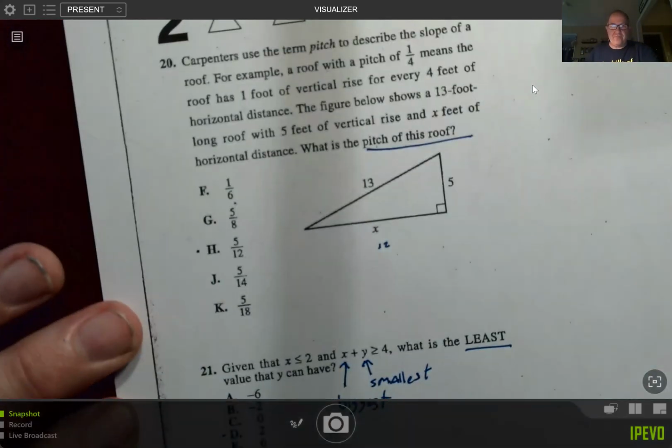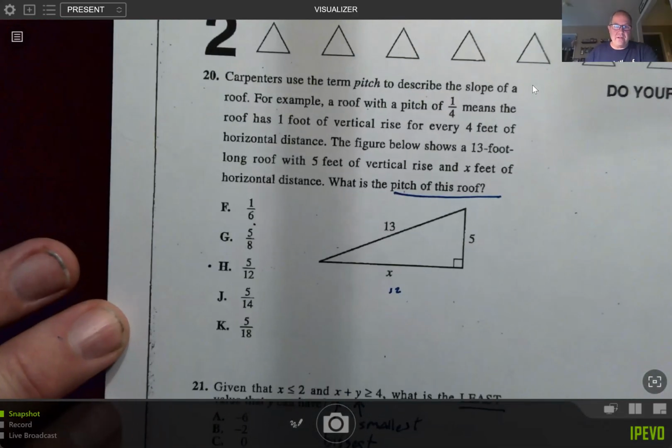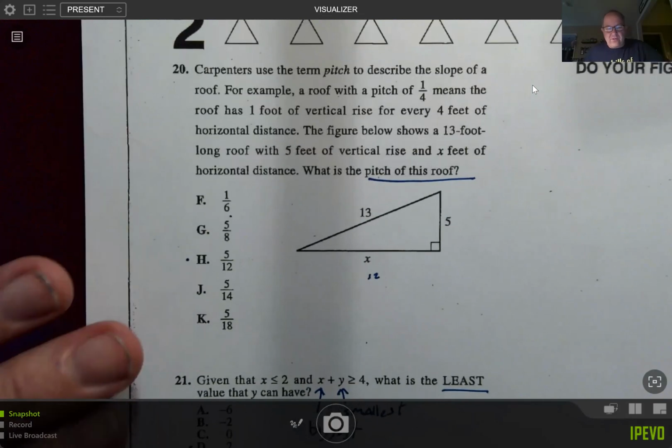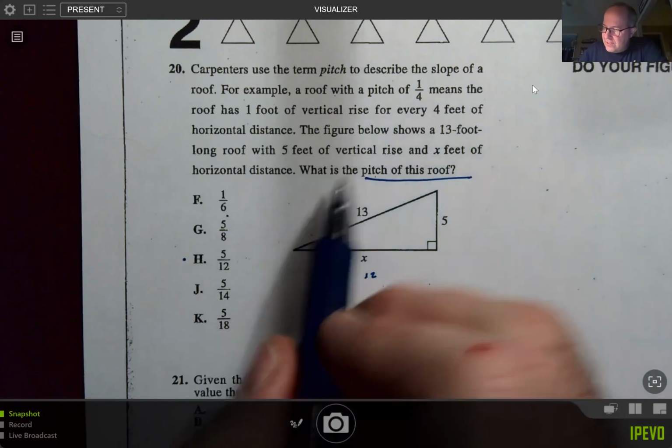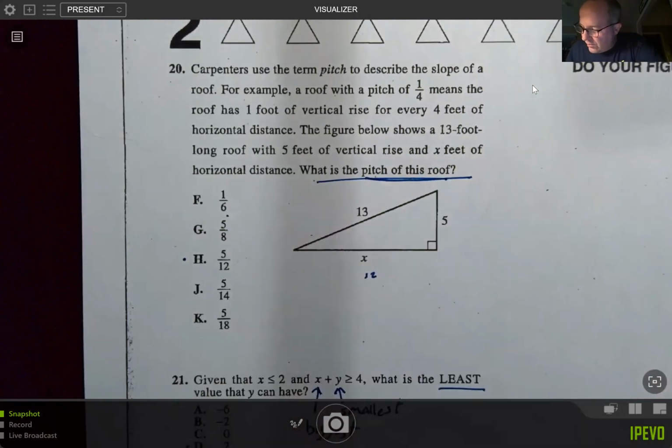All right. Last 4 questions. A lot of wording on this one. And we're going to talk about questions like this. We'll probably do some Pythagorean theorem work coming up soon. But the question says, what is the pitch of this roof? Well, this is a right angle.